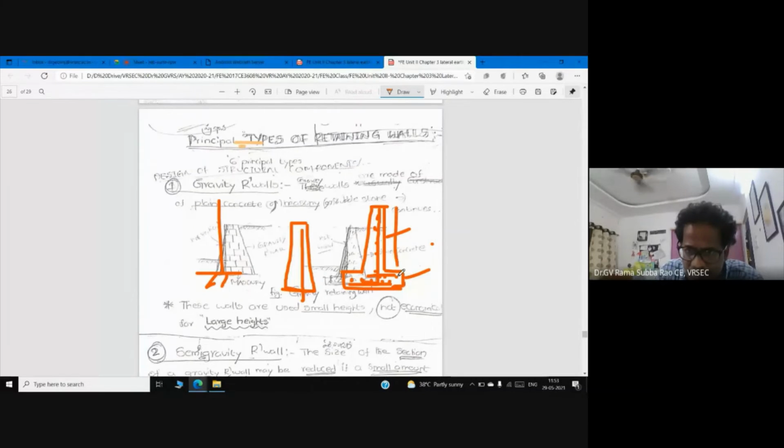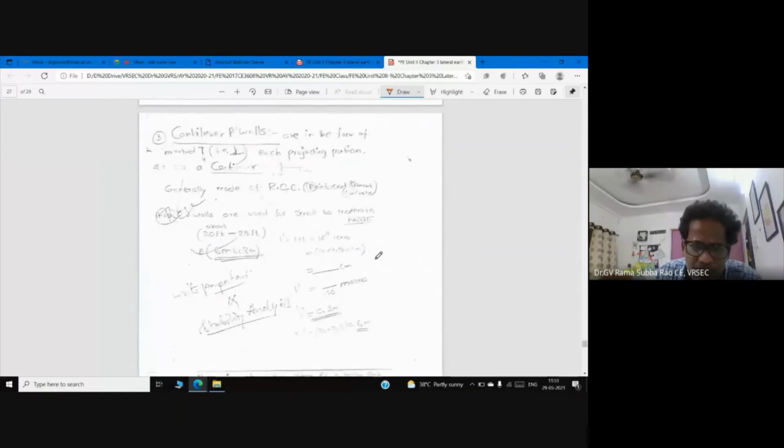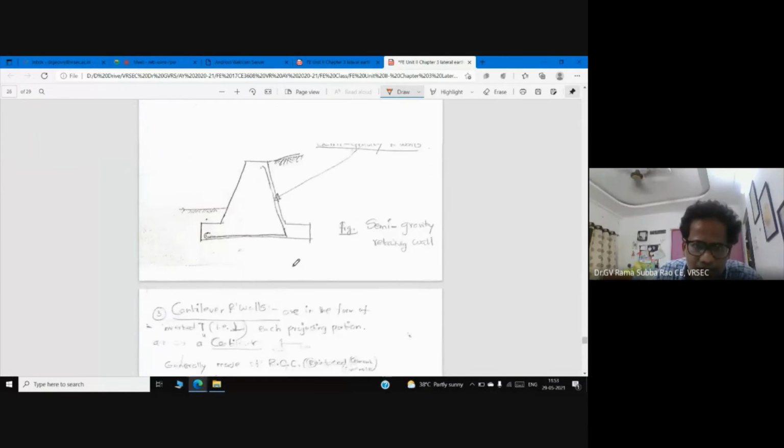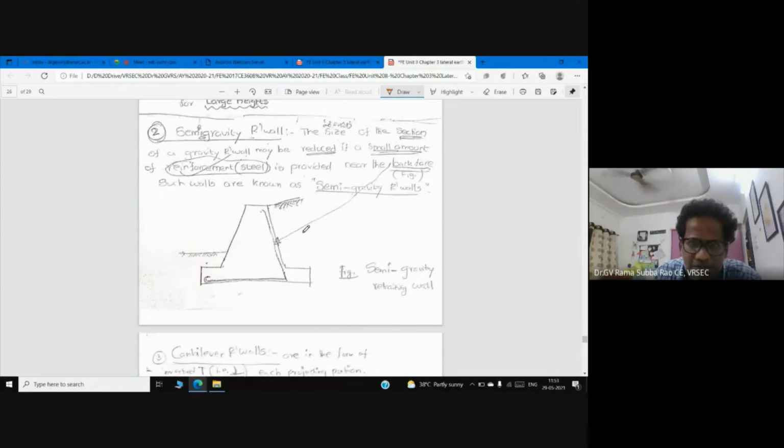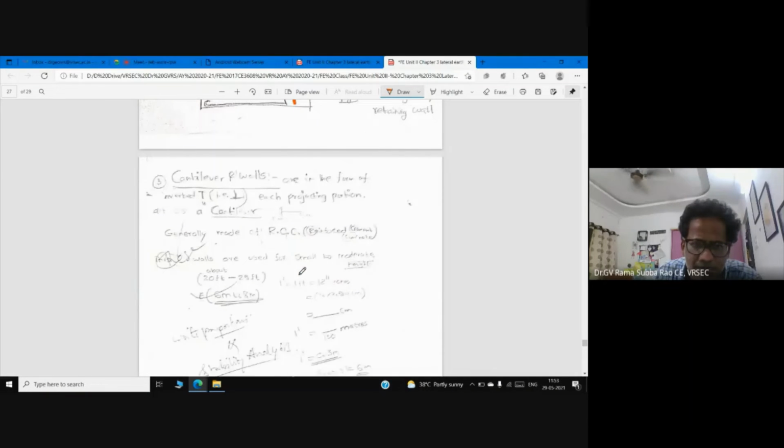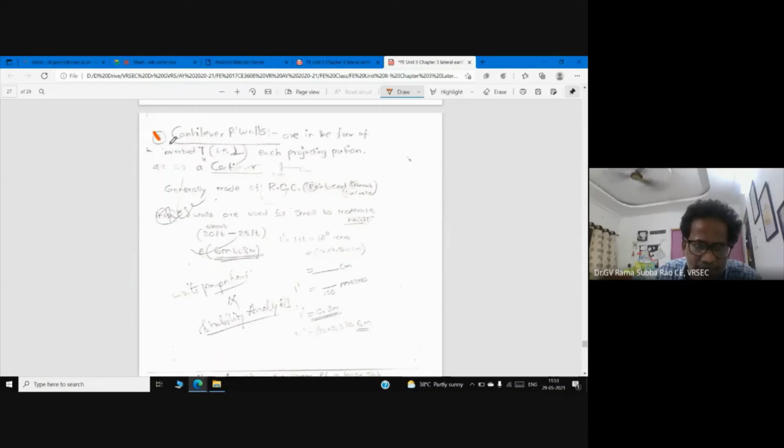This wall is designed to resist active force. On the front side we also have backfilling and passive force. This is the ongoing, present retaining wall. Day by day, as engineers, we want to increase the height of the wall. Semi-gravity walls are limited to about 3 meters. If you want to go beyond 3, 4, 5, 6 meters, you can go for a cantilever retaining wall.